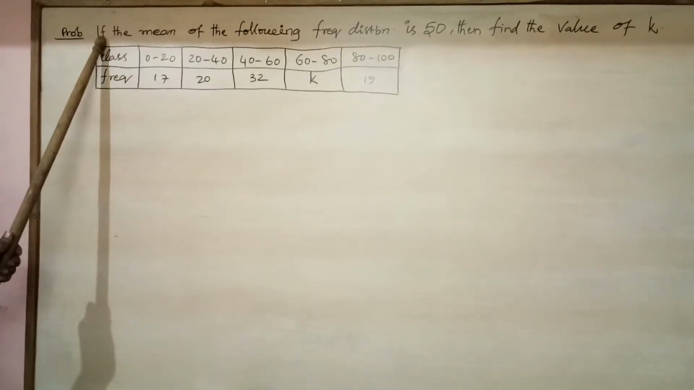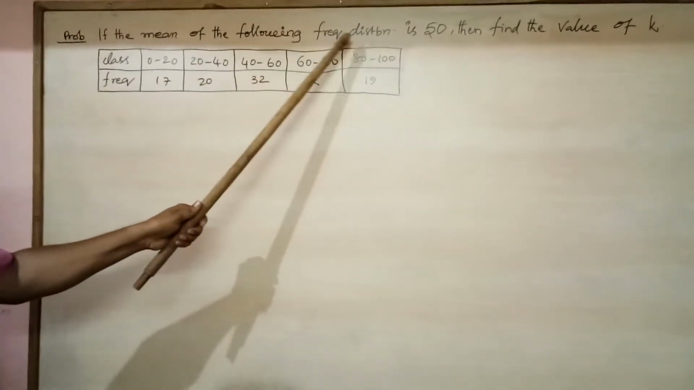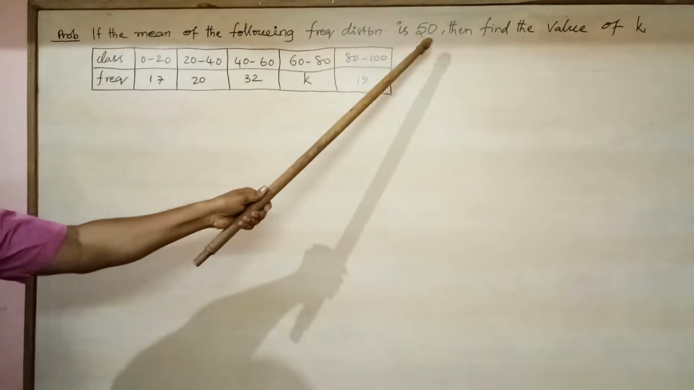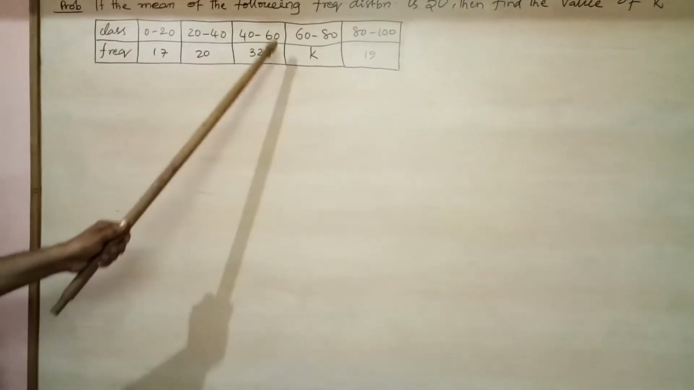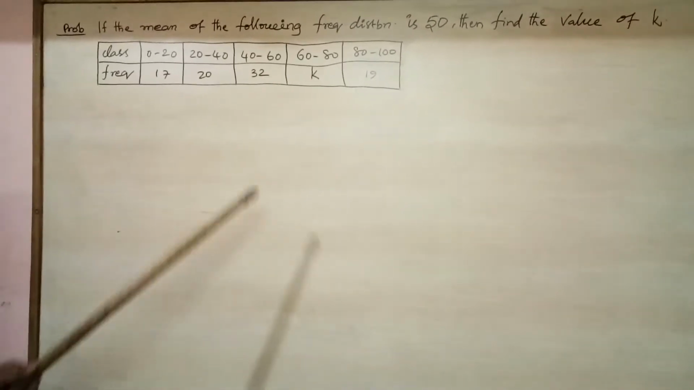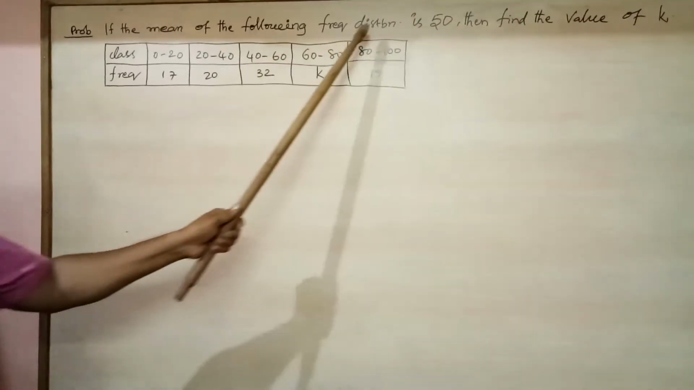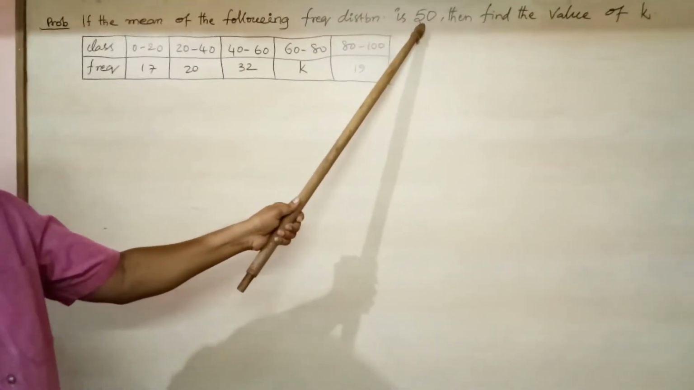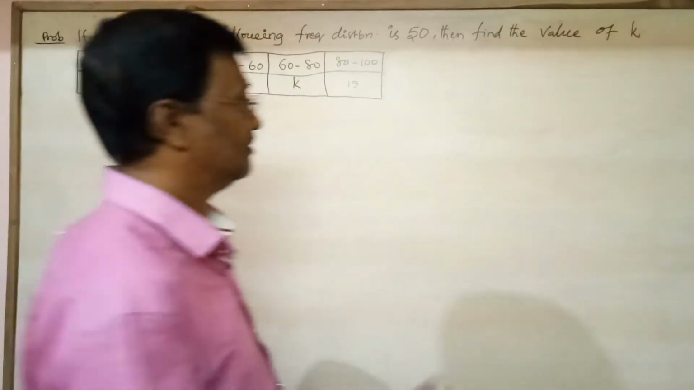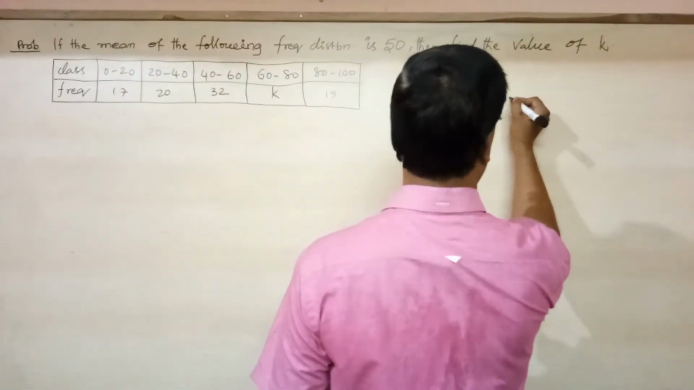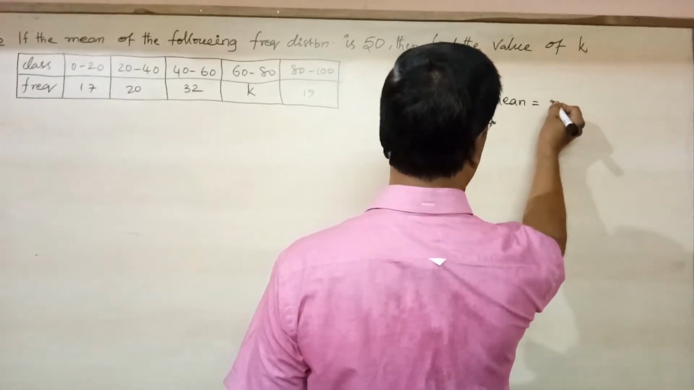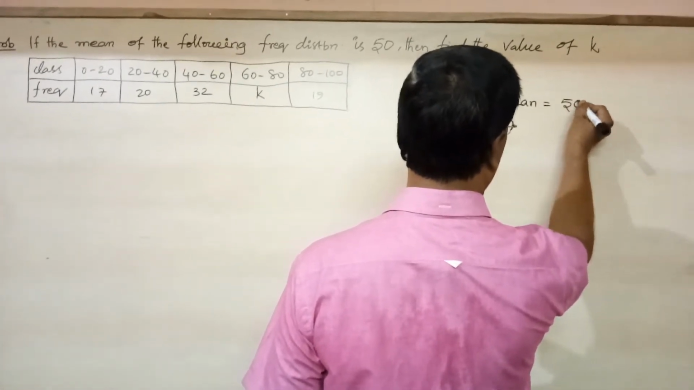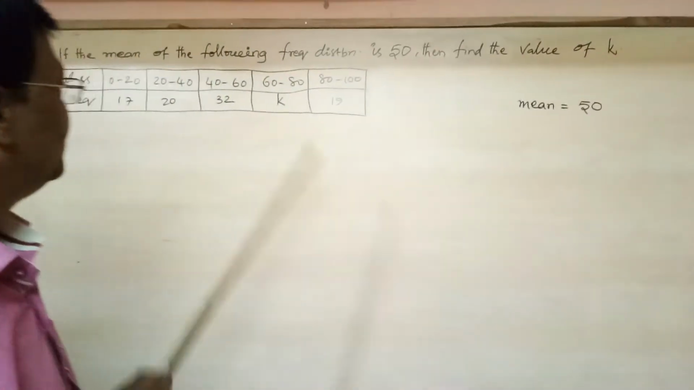Okay, if the mean of the following frequency distribution is 50, then find the value of k. Here is the distribution table. For this, we have been given the mean. The mean is equal to 50.